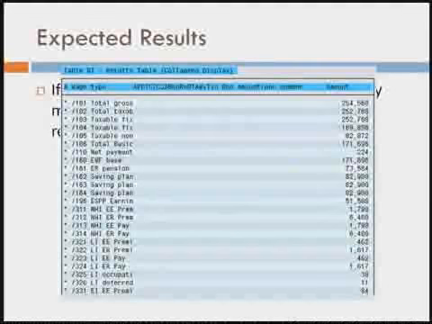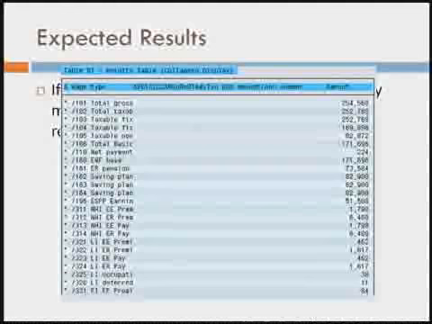Consider this example, where you are calculating monthly pay for an employee, which involves lots of calculations. The need for documenting expected results becomes obvious.